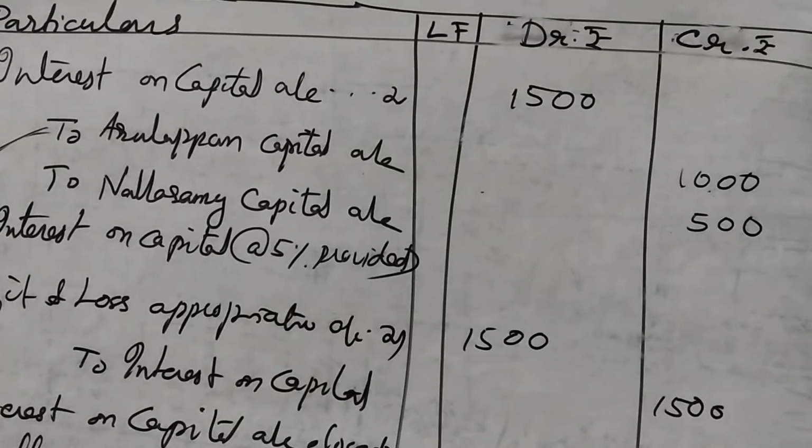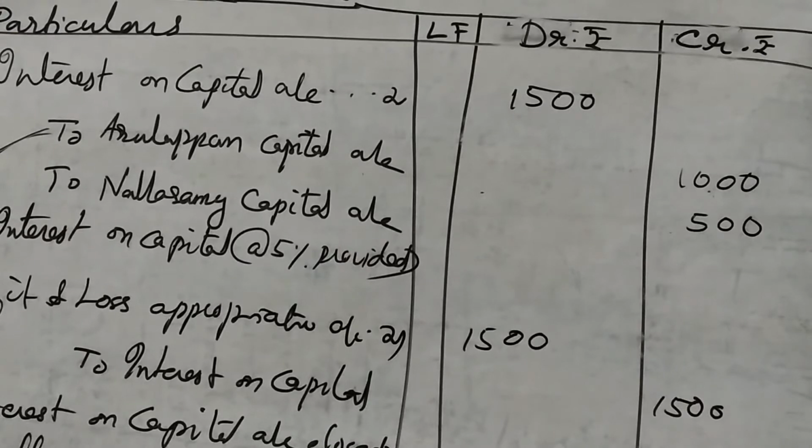While charging interest on drawings, Arulappan capital account debit, Nallasamy capital account debit, to interest on drawings account. Then this one we want to transfer to profit and loss appropriation account. All the items are transferred to profit and loss appropriation account. So what is the journal entry here? Interest on drawings is credit, so we want to give debit. Interest on drawings, fourth journal entry.